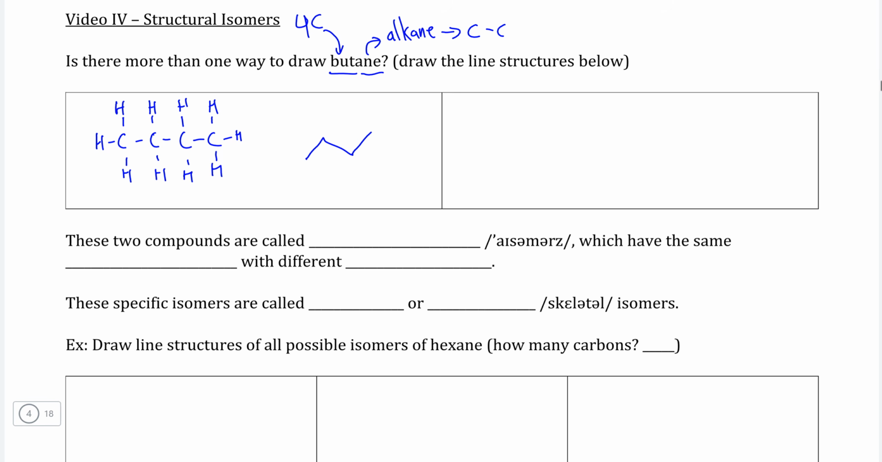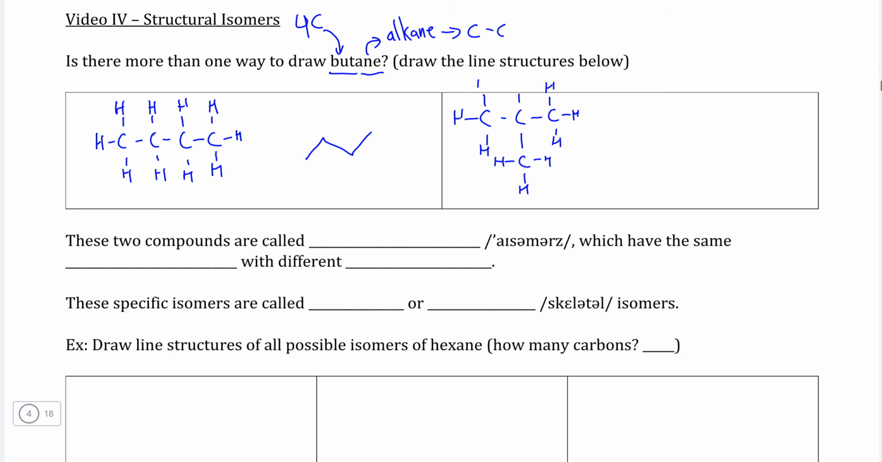Now, is there any rule that specifically states that these 4 carbons need to be arranged in a row like this? For example, if we go 1, 2, 3, and then we put the last carbon here, 4, well, let's go ahead and add on hydrogens to make sure that each carbon has 4 bonds, which would mean that it would look something like this.